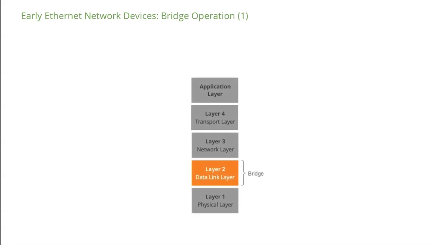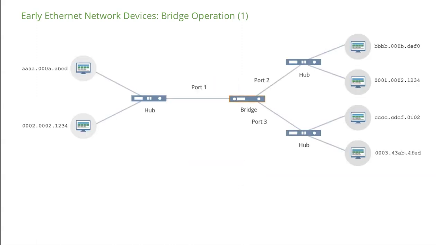A bridge operates at layer 2 and helps regulate traffic flow using MAC addresses. Let's see how this process works. On screen is a bridge with 3 ports. Each port is attached to a hub, and each hub is connected to 2 devices. The MAC address of each device is shown next to the device. Ethernet bridges have 3 basic functions: forwarding frames, learning MAC addresses, and controlling traffic.